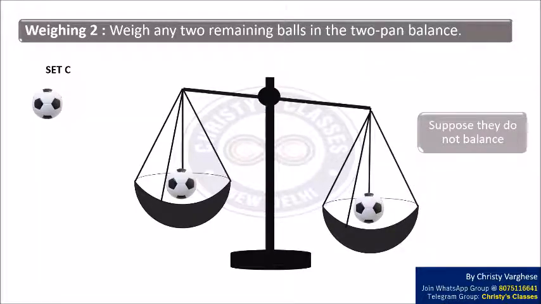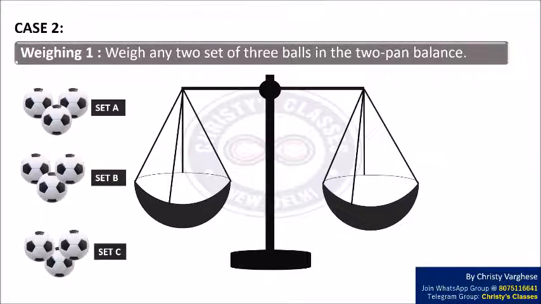There is also another case in weighing too. Suppose that the 2 balls we are weighing do not balance. Then we can say that the heavier ball is in the balance. That is, the heavier ball is the one in the pan which went up. Thus we can say that in case 1 we can find the heavier ball in 2 weighings.